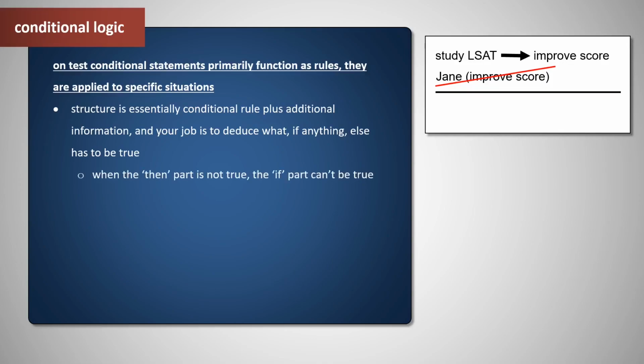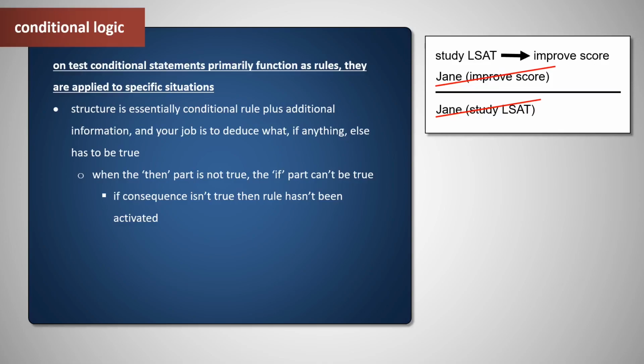Well, what you know is that when the then part is not true, the if part can't be true. So you know for a fact that Jane did not study for the LSAT. Now why is that? Well, simply because if the consequence isn't true, then the rule hasn't been activated. And once again, that's by definition, because remember what we said, the conditional relationship is that whenever the rule is activated, the consequence has to be true. But if you know that the consequence isn't true, there's no way that the rule has been activated, because if it was activated, the consequence would be true, and you'd have that contradiction.